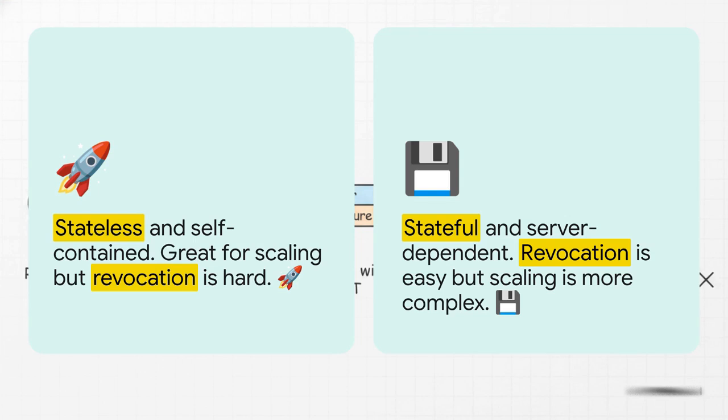But, and this is the big but, revocation is hard. If a token gets stolen, it's valid until it expires. With old-school sessions, you could just log a user out immediately by deleting their session on the server. So you can see why JWTs are perfect for APIs and mobile apps, but sessions can still be a good choice for simpler apps where that instant logout is a critical feature.